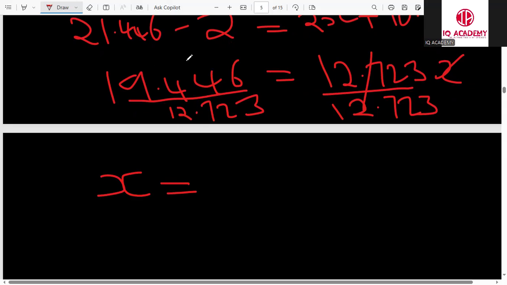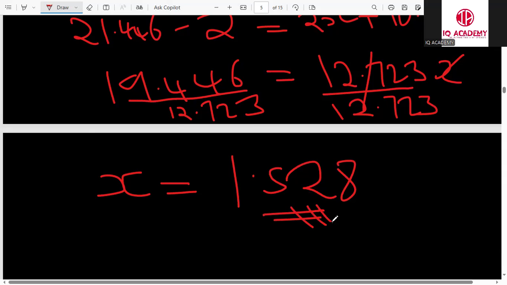Punch it into your calculator. So what did it give me? Okay, so it's giving me approximately 1.528. So this is what I get here. Okay, so this is the value of x that I've gotten.